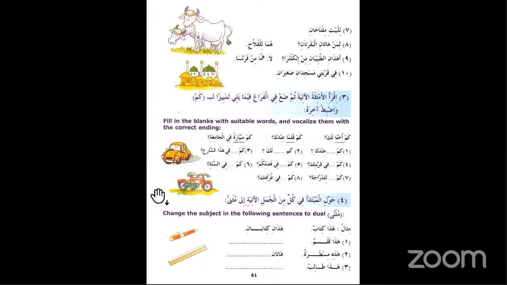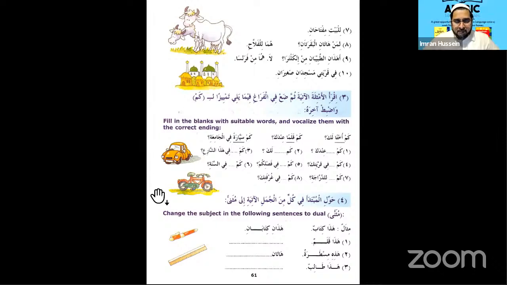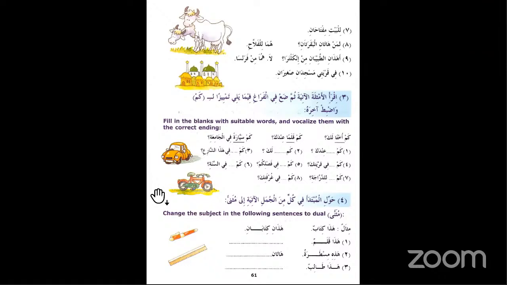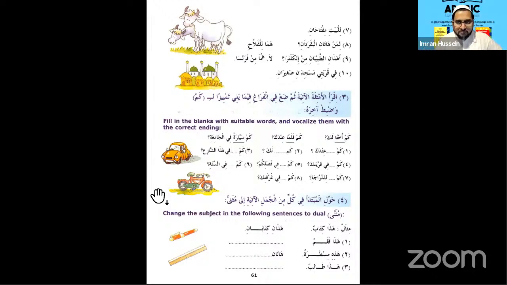Correct. أهادان الطبيبان من إنجلترا لا هما من فرنسا. Are these two doctors from England? Correct. No, they are from France. Correct. في قريتي مسجدان صغيران. In my village are two small mosques.